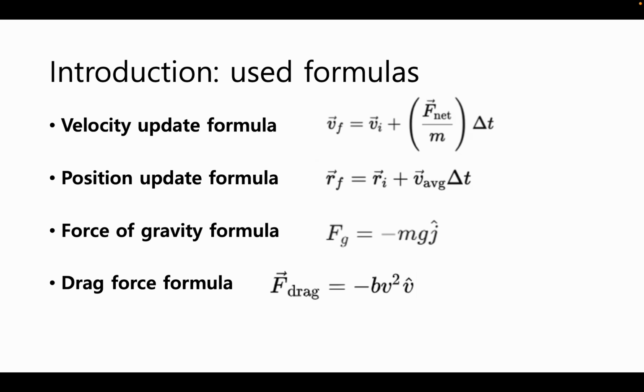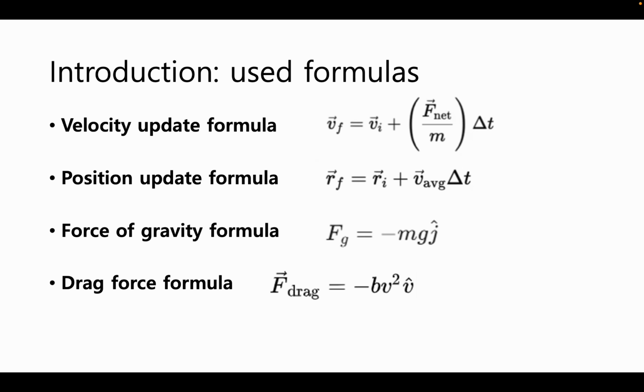Here are the formulas used for this experiment. The velocity update formula states that the final velocity equals initial velocity plus Fnet over mass, which is acceleration, times change in time. When net force is 0, the change in velocity is also 0. The position update formula states that final position equals initial position plus average velocity times change in time. We will use these to calculate the object's position and velocity in the computational model later.